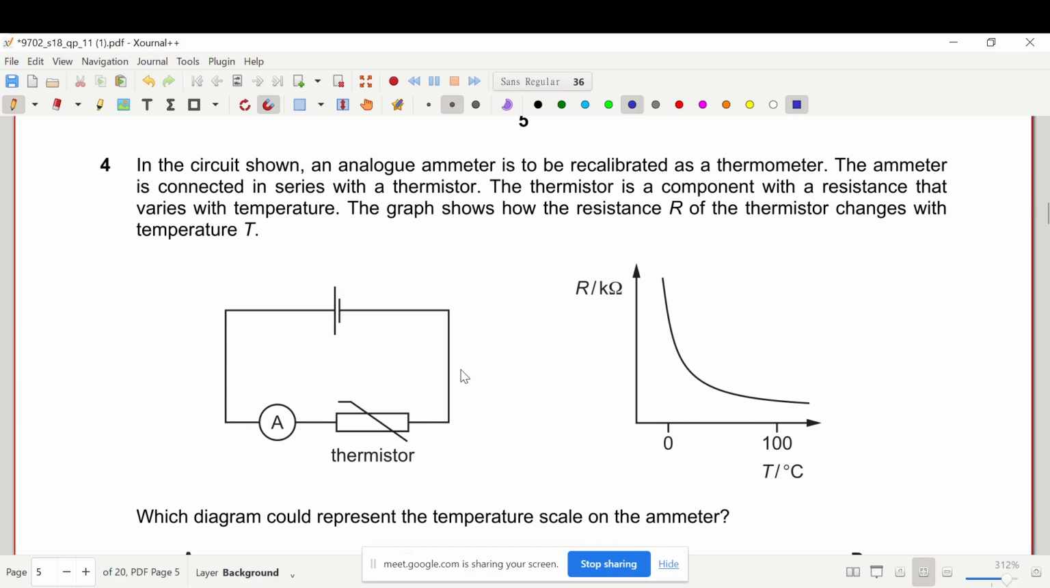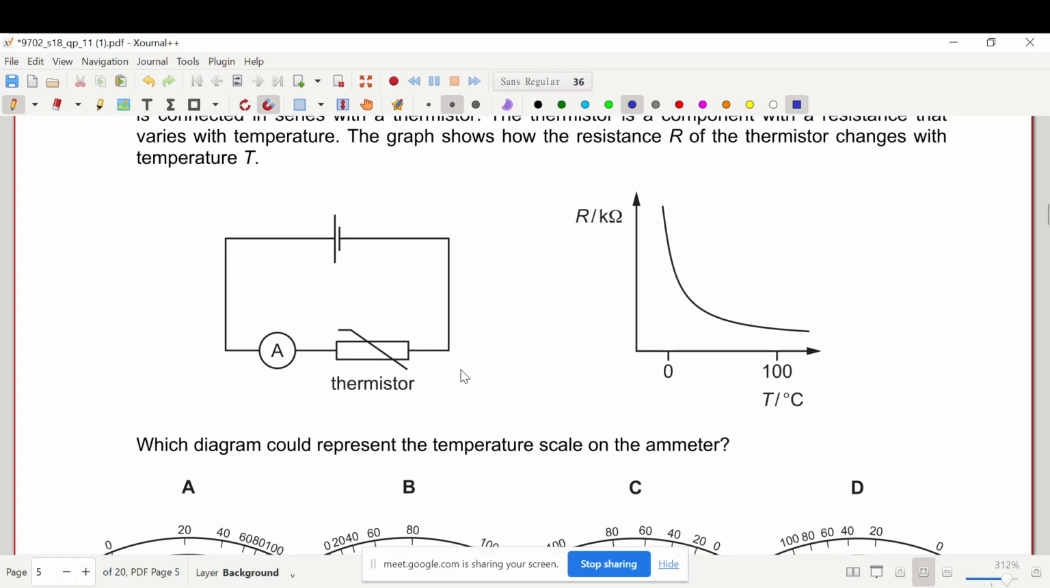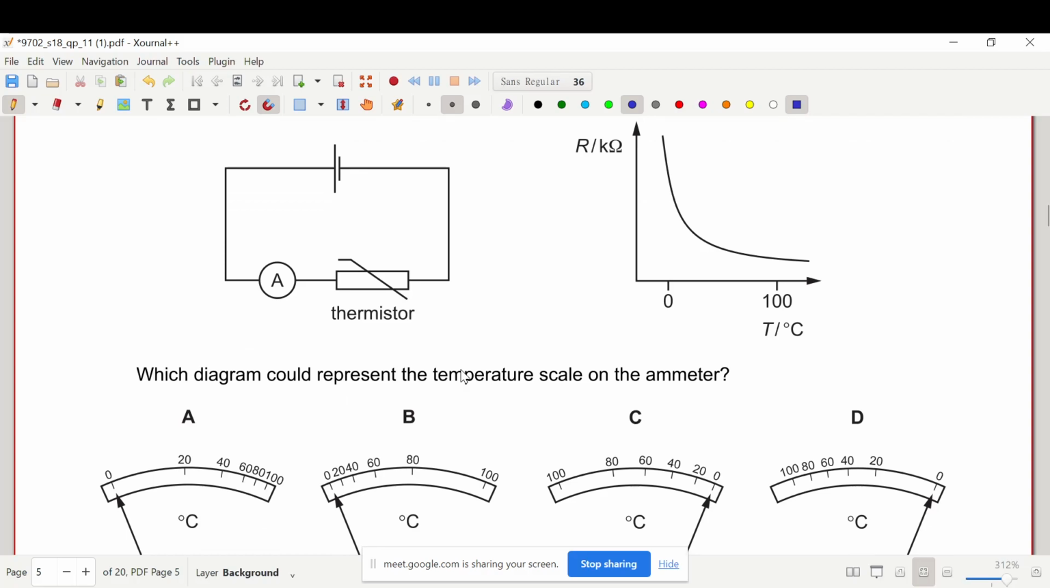Okay, in the circuit shown, an analog ammeter is to be calibrated as a thermometer. The ammeter is connected in series with a thermistor. The thermistor is a component with a resistance that varies with temperature. The graph shows how the resistance R of the thermistor changes with temperature T. Which diagram could represent temperature scales on the thermometer?